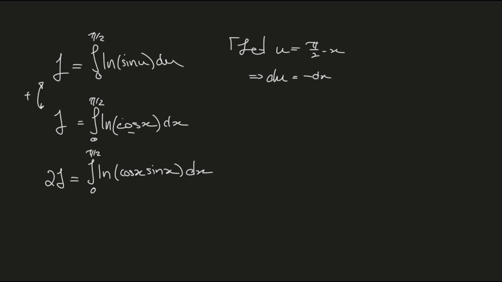Now notice I had sine u up there and cosine x in there. The dummy variable doesn't matter because in the end it's just a number. So here you could just perform the substitution of letting x be equal to u and proceeding, but there's really no point in that. So how do we proceed from here?